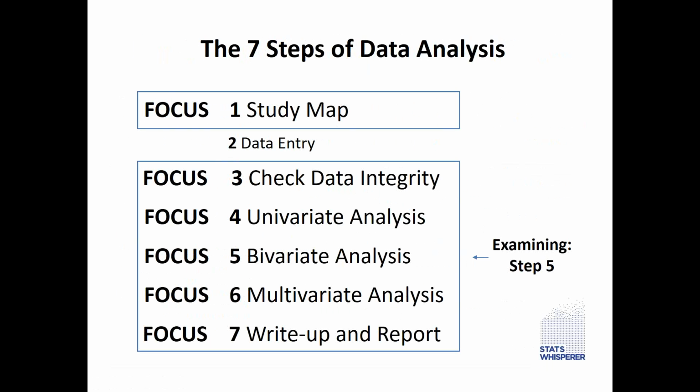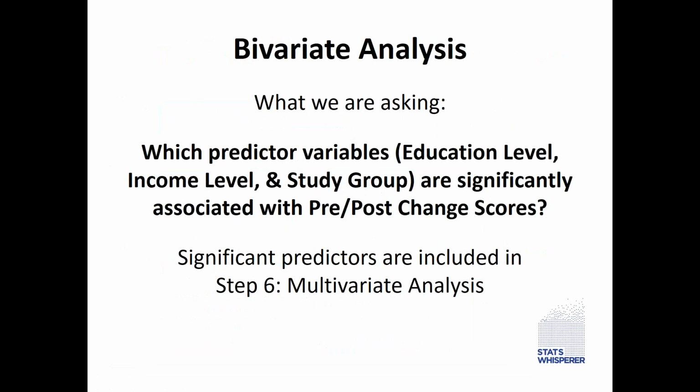Then we want to look at bivariate analysis. And what are we asking in that step? We want to know which predictor variables, education, income level, study group, are significantly associated with pre to post test change scores. You could look at it this way: different interventions work differently for different people. There are some people with certain traits that are going to benefit more than others.